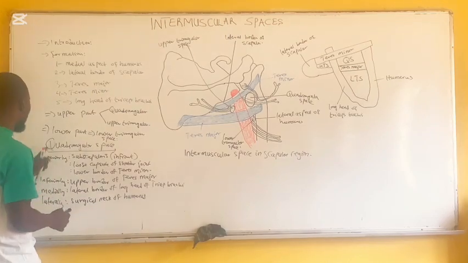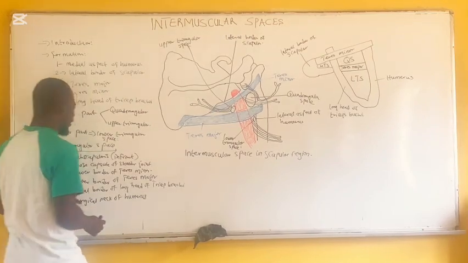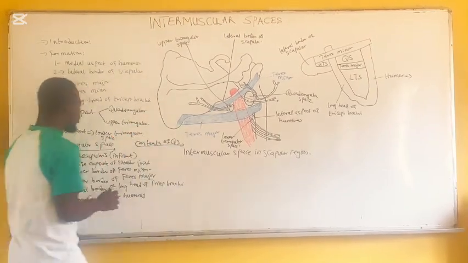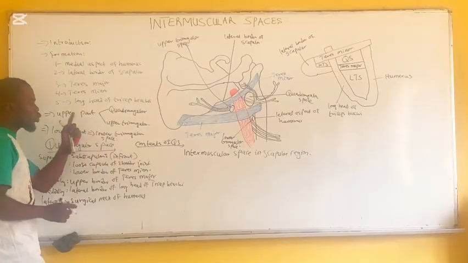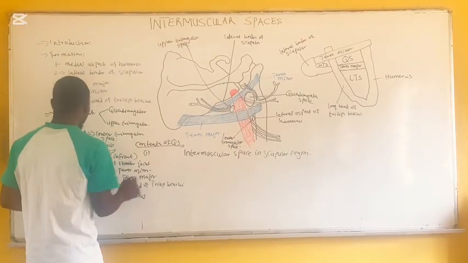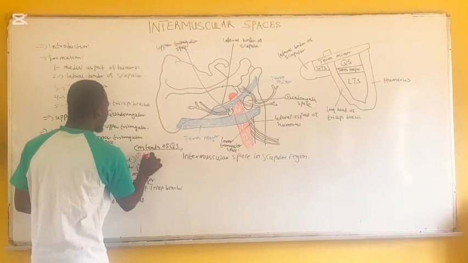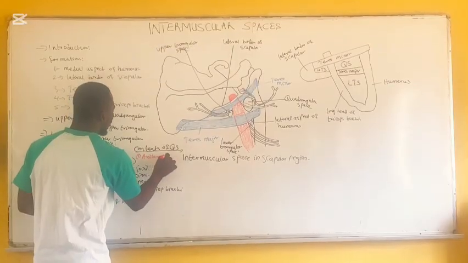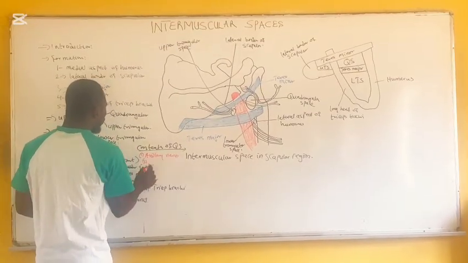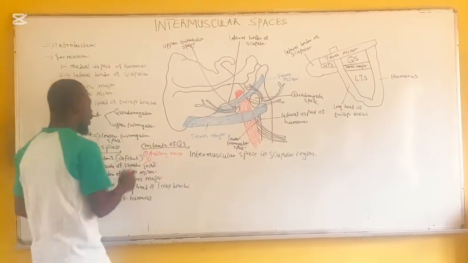Next thing is the content of the quadrangular space. The quadrangular space contains two contents. One, axillary nerve, and two, posterior circumflex humeral artery.